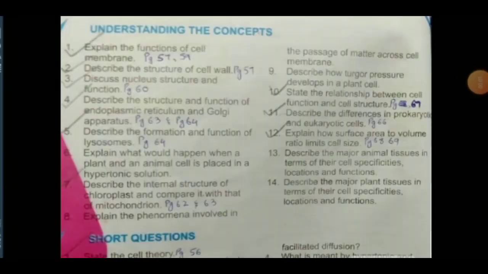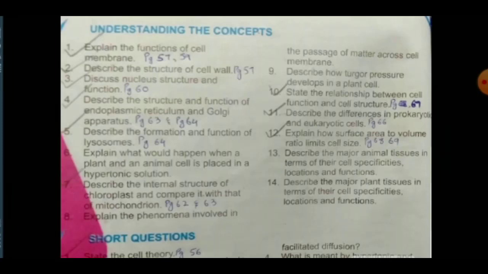Students, we have completed all our topics and I hope that you have understood all the topics that I have explained. Now we will move toward the exercise question answers given at the end of the chapter on page number 88. Understanding the concepts. Question number 1. Explain the function of a cell membrane.